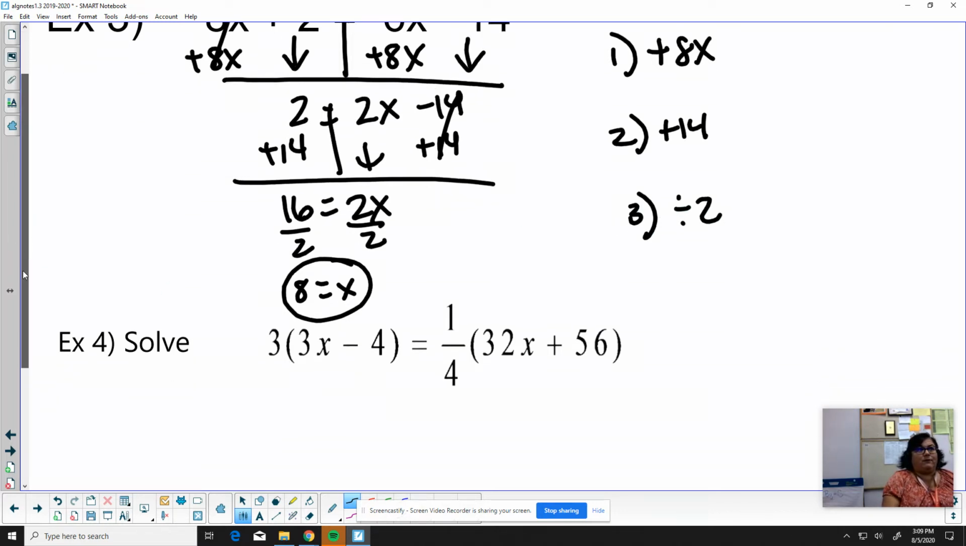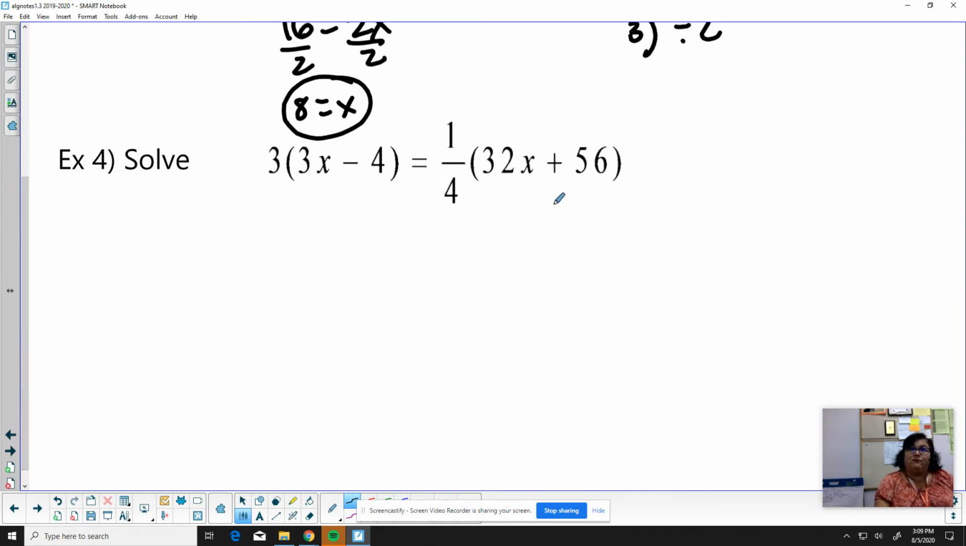Okay, let's look at number 3. Actually, number 4. Number 4 is different because it's got multiply or grouping symbols in it. Do you notice the grouping symbols? This means that we have to use what property? Do you remember?